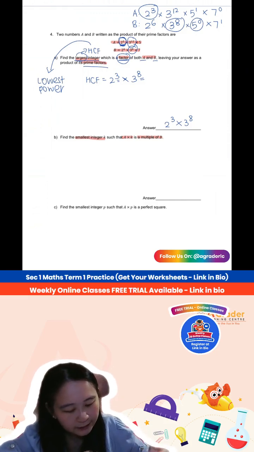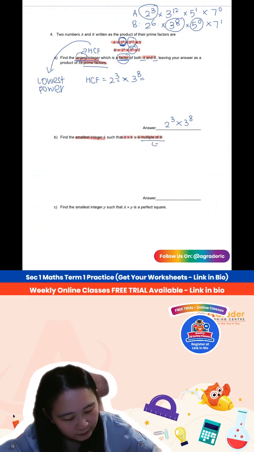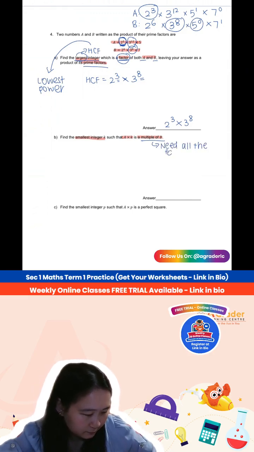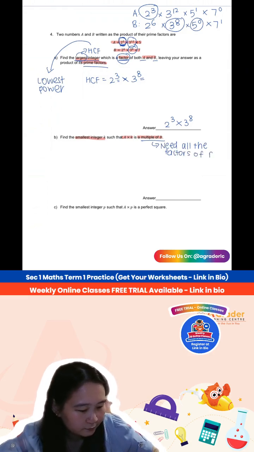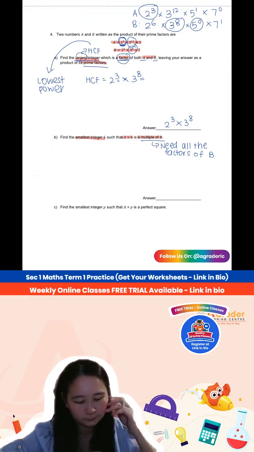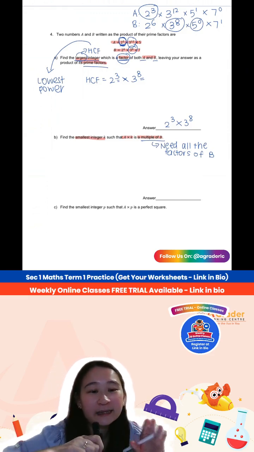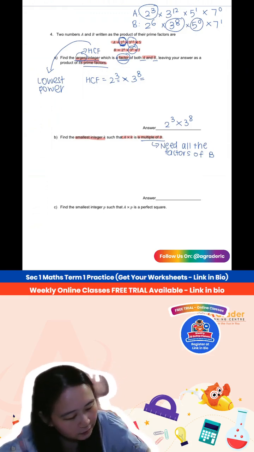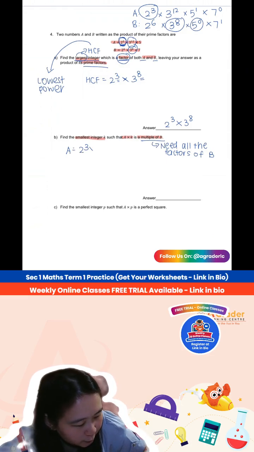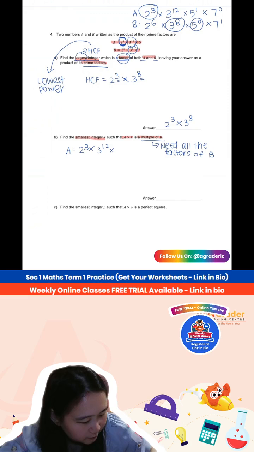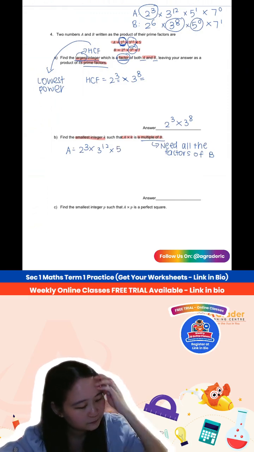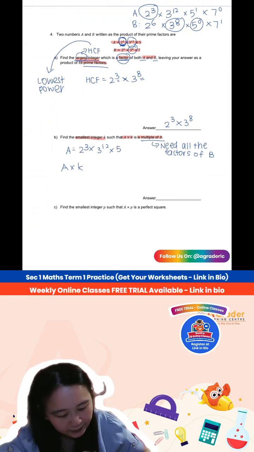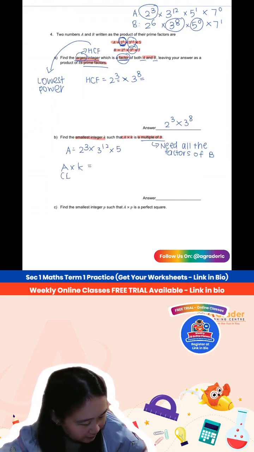So in order for your A times k to be a multiple of B, you must have all the factors of B. You're finding k only, you're not finding A times k. K, take note here. And then you know that your A is equal to 2 power 3 times 3 power 12 times 5. So this means my A times k is my LCM.